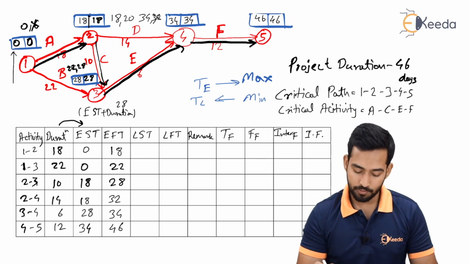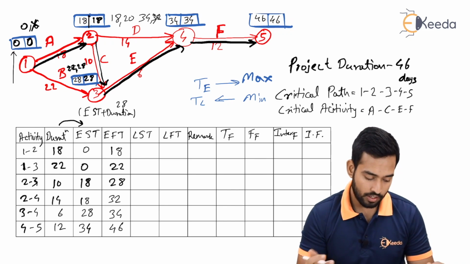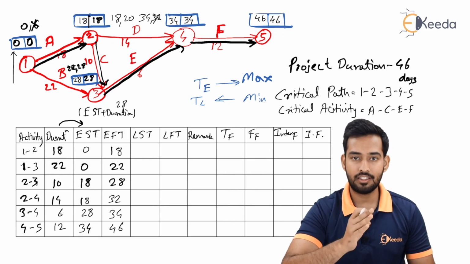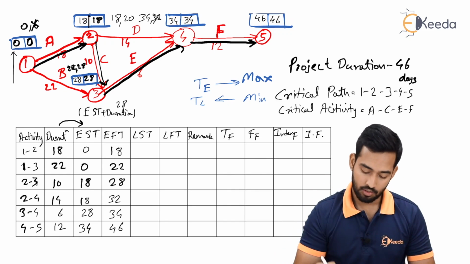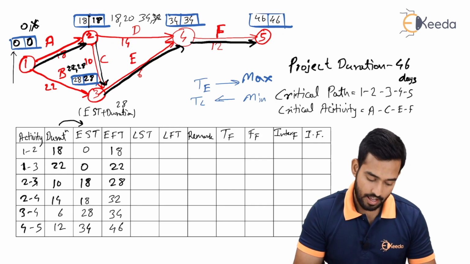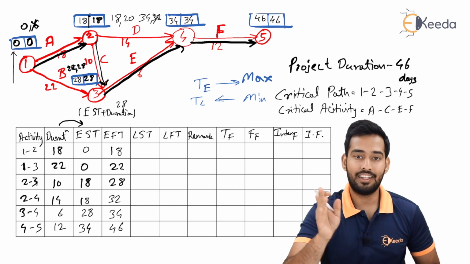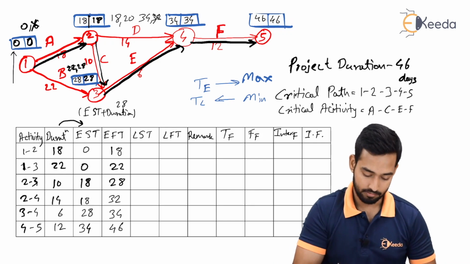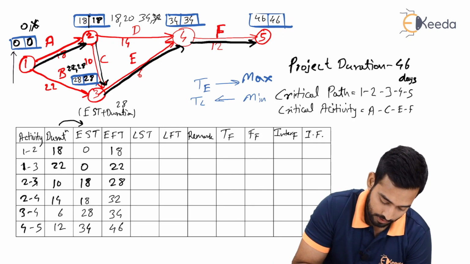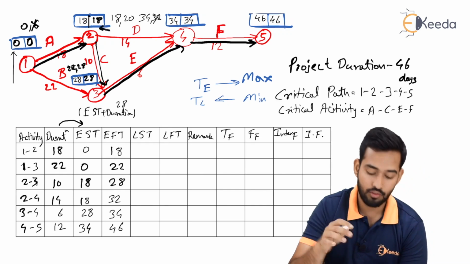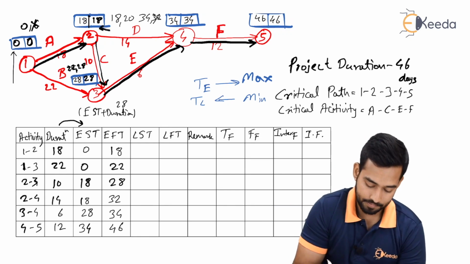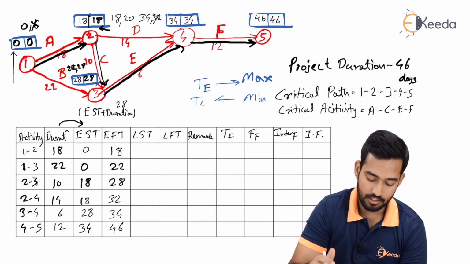Now let's move on to LST. How to calculate LST? To calculate LST, we require LFT. So let us first calculate the LFT. LFT is nothing but the TL at your head event. So the TL of the head event will give you the LFT.